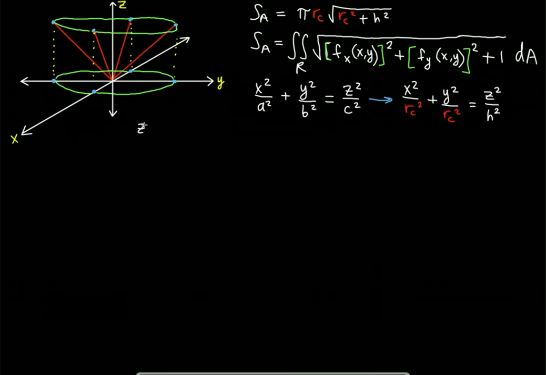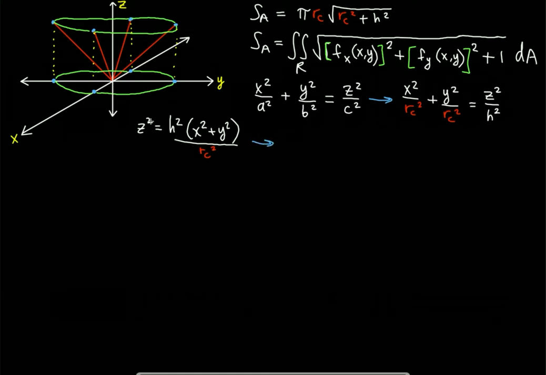So z squared should be equal to h squared times x squared plus y squared divided by rc squared. Okay? So this is what you should derive. Now the problem is, which z do you use?